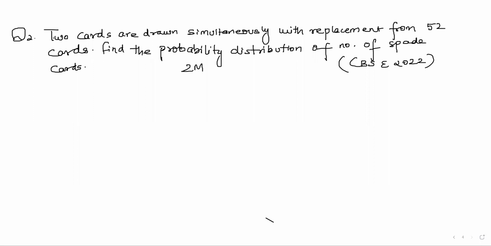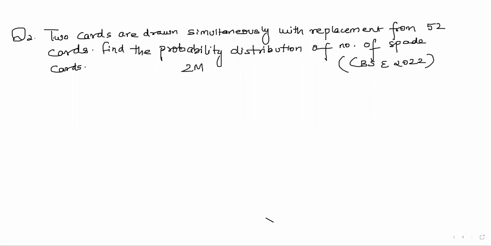Yes, Josefa, for a probability distribution, you always need to make a table. The last question was done, Zephyr. So for 0, we will say 39C1 into 39C1 by 52C2. Two cards are drawn with replacement from 52 cards. Okay, for 0, yes, 39C2 by 52C2. That's good.